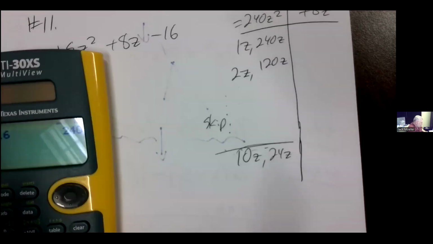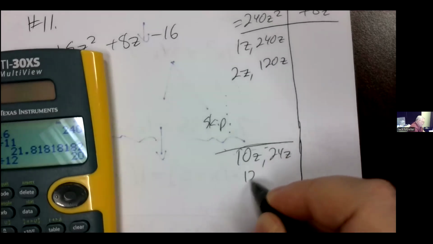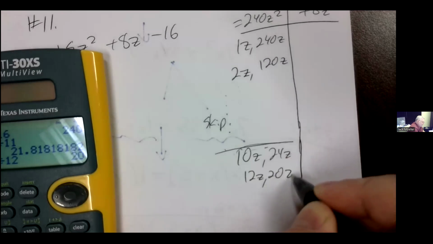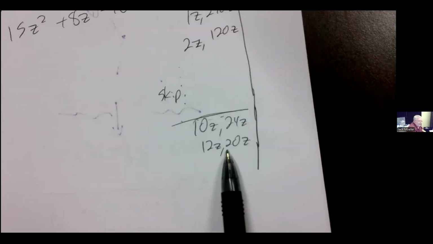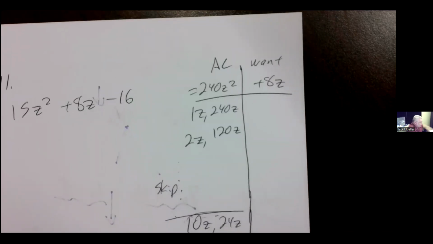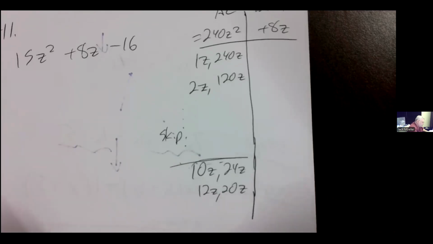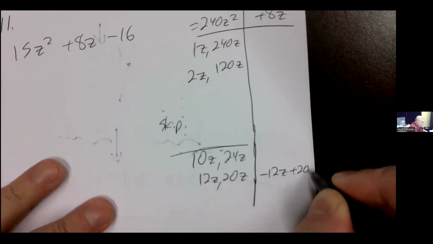And so does 11 go into 240? Nope, we get a decimal. 240 divided by 12 is 20. Now, notice we're trying to get plus 8z. 20 minus 12 gives me 8z. So how do we get that 8z? We need a minus 12z plus 20z.